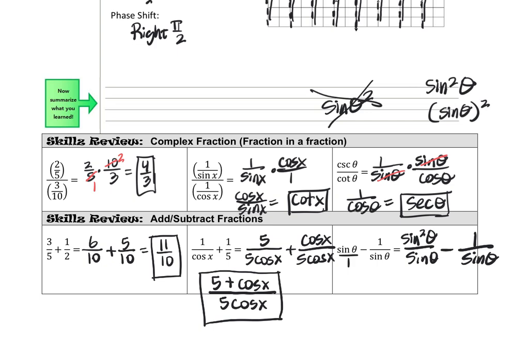Alrighty, so that would give us sine squared theta minus 1 over sine of theta. There we go. There's more we can do with this, but you haven't learned the identities yet, so we're just going to leave it just like that. Alrighty, now you're done with the notes part for 10-2.